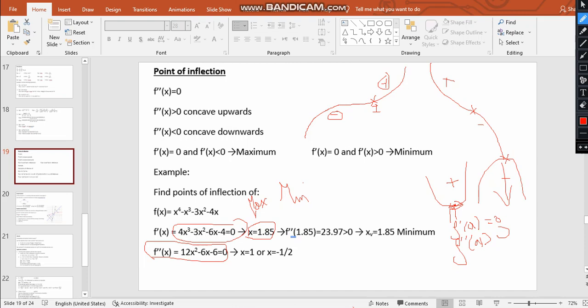Since it's positive, what does it mean? It's concave up and at the same time derivative equal to 0, so this is a minimum. And to find the inflection point, I equate the second derivative, as I did here, to 0. I have x is 1 and x is minus half. I have two inflection points. The first inflection point here is 1. You replace to get f of 1. And the second inflection point is minus half, and f of minus half.